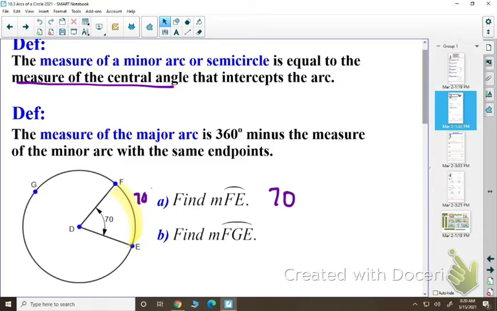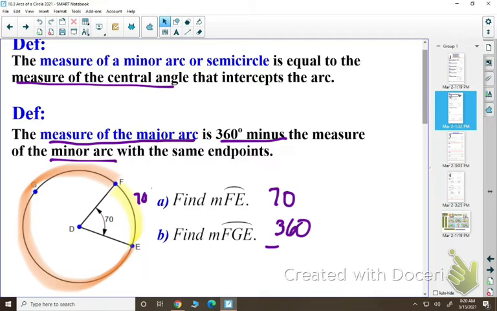Now, to find the major arc, the measure of the major arc is 360 degrees minus the minor arc. So if I'm looking in this picture here for the measure of arc FGE, that would be the major one, I would take 360 and subtract off the minor arc, which is 70, so that leaves me with 290 degrees, again, for your major arc. So again, your major and your minor together make 360 degrees.